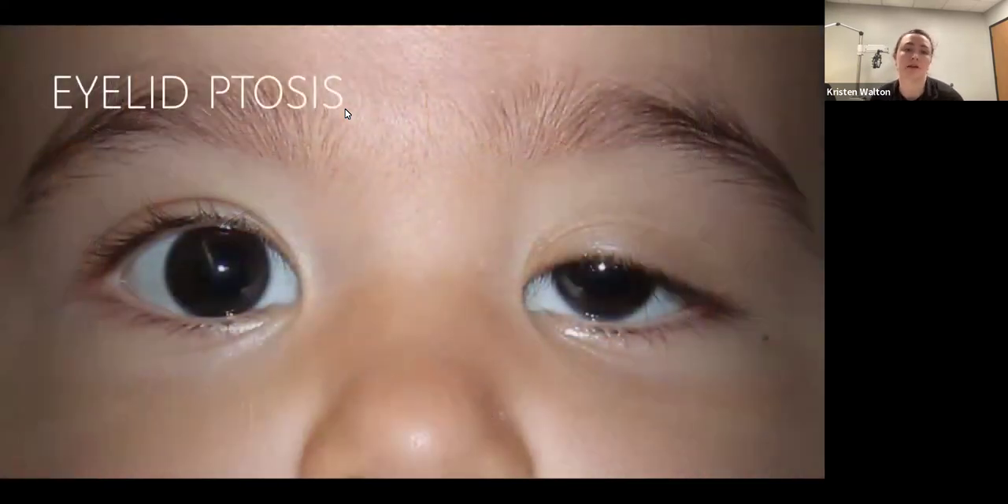This next case here is eyelid ptosis, and obviously this is a little child. You can see that the skin on the eyelid is not necessarily the issue. It's where that eyelid is positioned. So it's more of a muscle-related issue instead of older age causing more redundant tissue there.